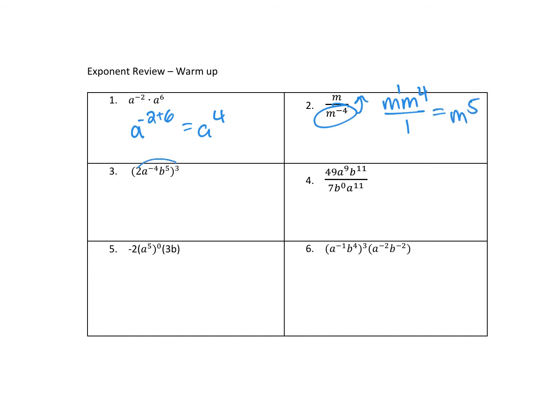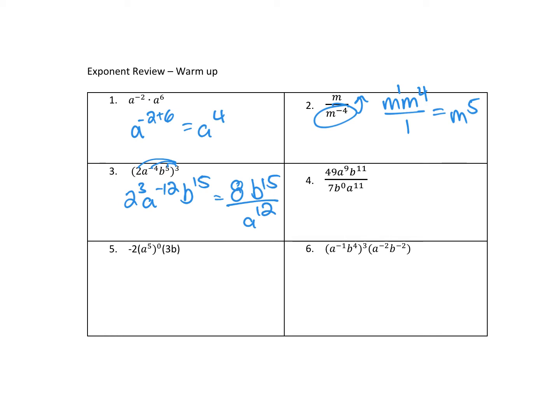Number 3, you're going to distribute that power. So you're going to get 2 to the third, a to the negative 12th, b to the 15th. I've got 2 to the third is 8. A to the negative 12th is going to drop below to become positive. B to the 15th stays up.